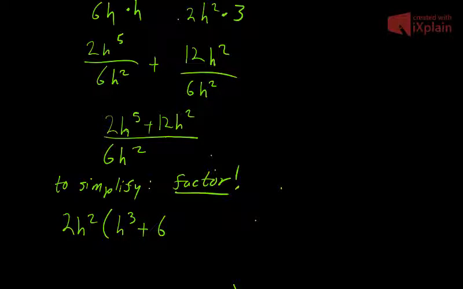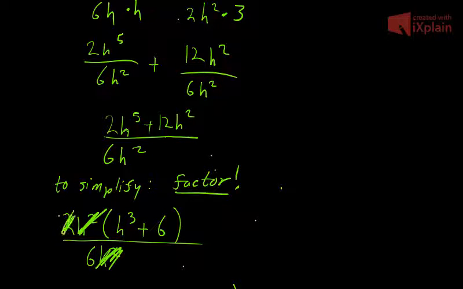There we go. So 2h squared times h cubed, 2h to the 5th. 2h squared times 6 is 12h squared. And then we keep the bottom, which is 6h squared. And looking at this, I have an h squared on top and an h squared on bottom. Those cancel. I have a 2 on top and a 6 on bottom.